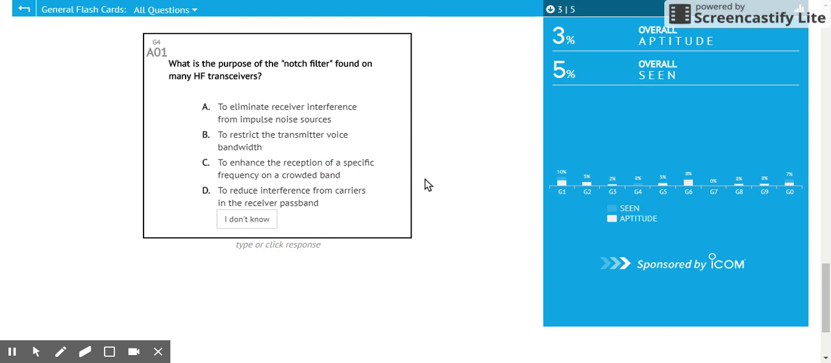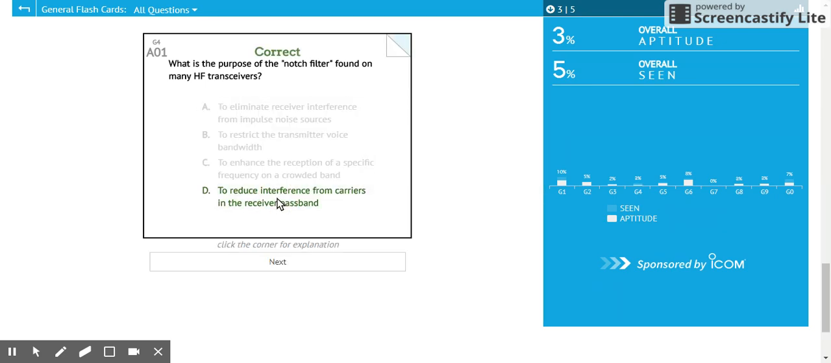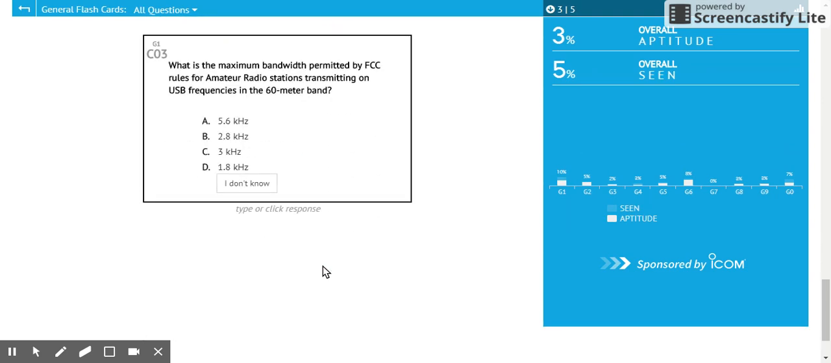I need more studying. Question G4A01. We've seen this one before. It is, what was it again? Yeah, in this case it's D.